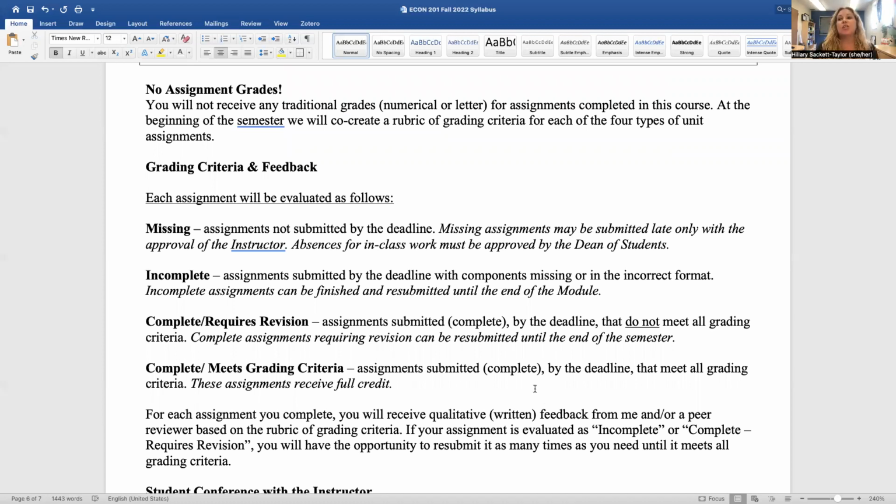Your assignment may receive an evaluation of complete, but requires revision. These are assignments that are complete, submitted by the deadline, but do not meet all of the grading criteria. Complete assignments that require revision can be resubmitted at any time, as many times as you want, up until the very end of the semester. This is because I believe that we learn best by repetition, by doing things over and over again until we get it right. We can learn a lot from making mistakes and correcting them. So that's why any assignment that you've submitted to me, complete and by the deadline, can be revised and resubmitted as many times as you want.